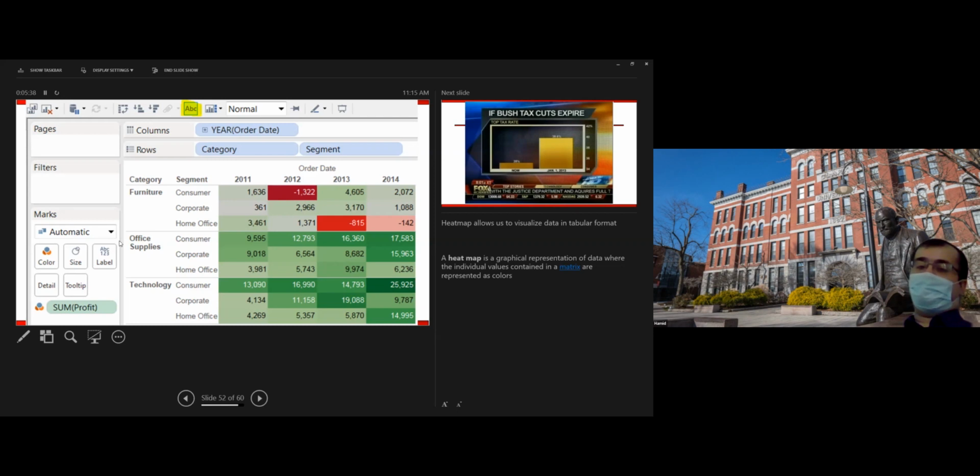Maybe if you're from marketing, this is like year 2014 or 2012. Maybe you want to make a campaign for consumer products in 2012 because your performance is very bad, or maybe you just discontinue those items. So these figures are very helpful to make decisions.